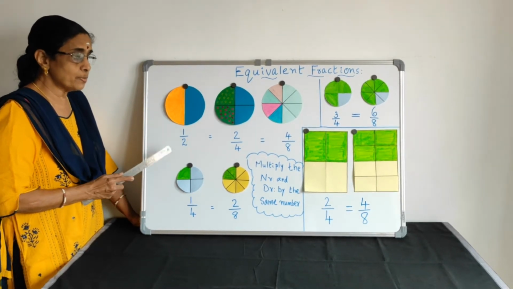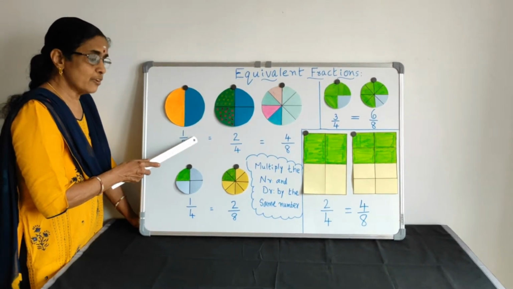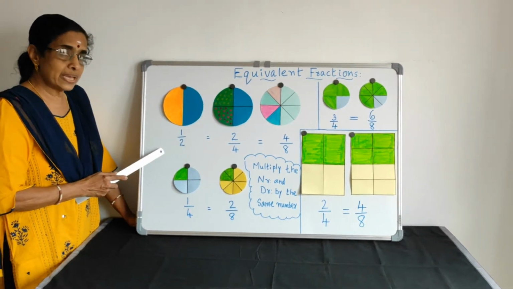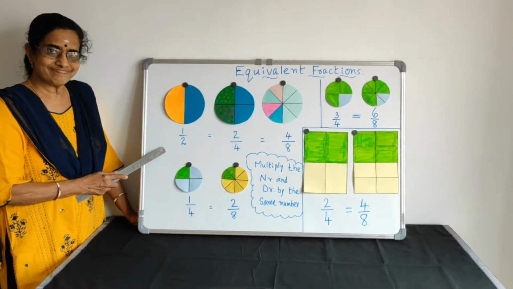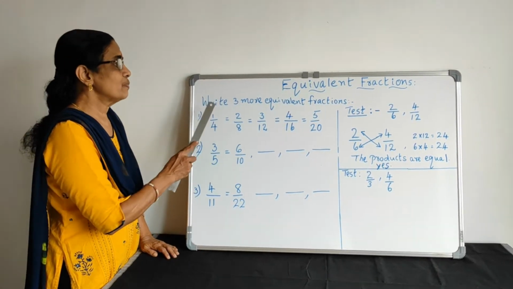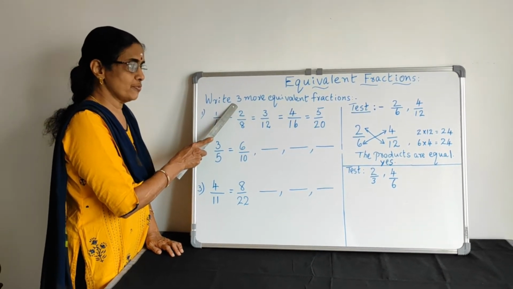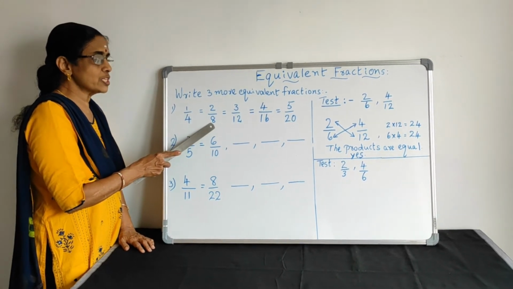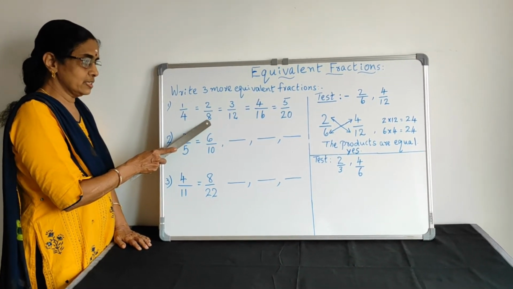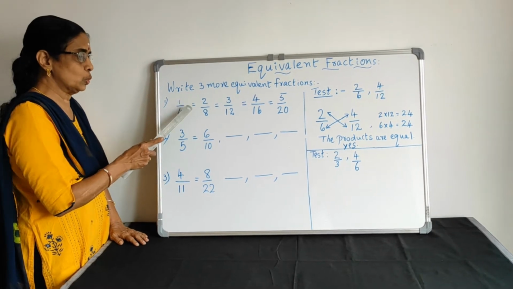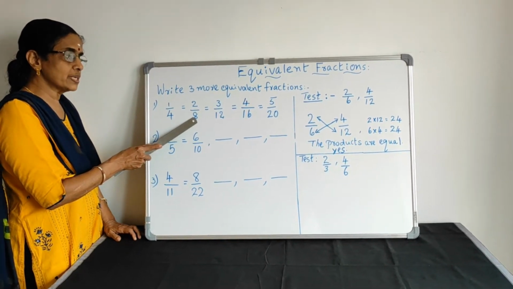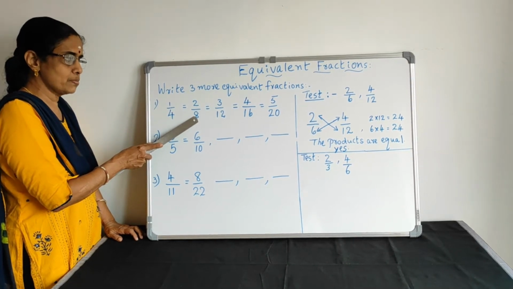You can cut different shapes, color, and enjoy making equivalent fractions. Here, write 3 more equivalent fractions continuously, given 1 by 4 equals 2 by 8. Here, 1 into 2 makes 2, 4 into 2 makes 8. So, multiply numerator and denominator by the same number.